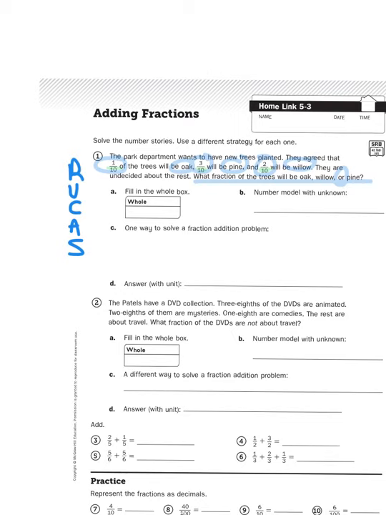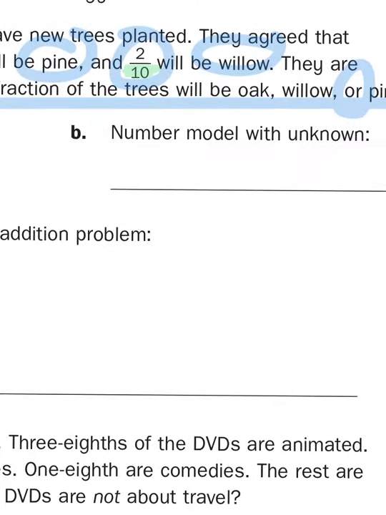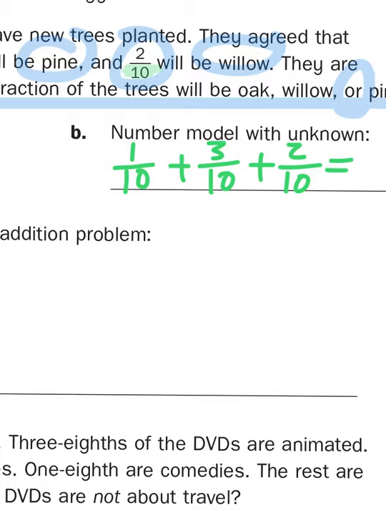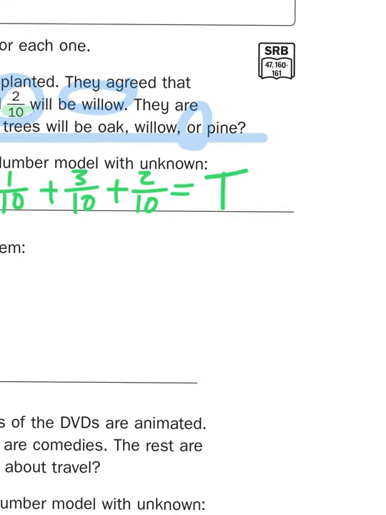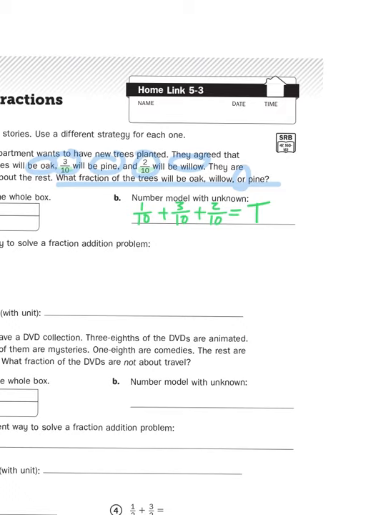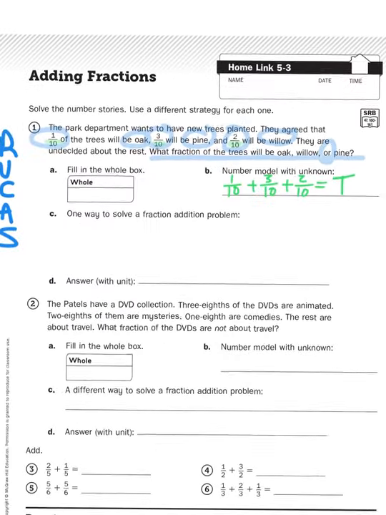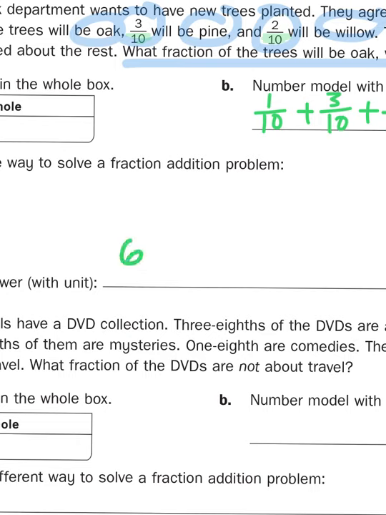So really, all we have to do is ask ourselves, what's 1 plus 3 plus 2? Okay? 1 plus 3 plus 2, because those are the numerators. So 1/10 plus 3/10 plus 2/10 equals an unknown, and let's say T for trees, right? Well, you've already probably done the mental math in your head as I was writing it out. 1 plus 3 plus 2 is, of course, 6/10. Okay? 6 over 10, because 1 plus 3 is 4, and 4 plus 2 is 6.